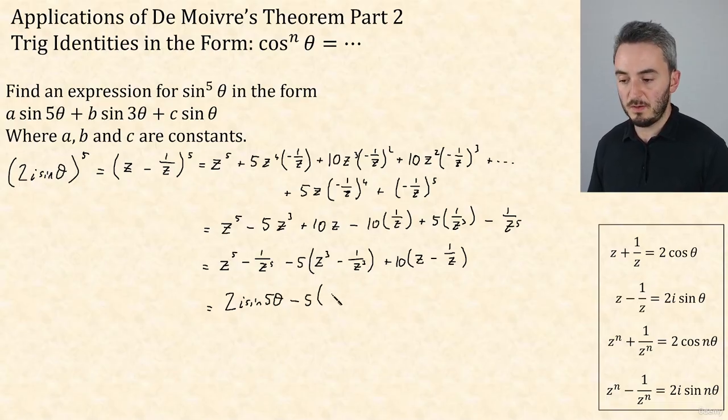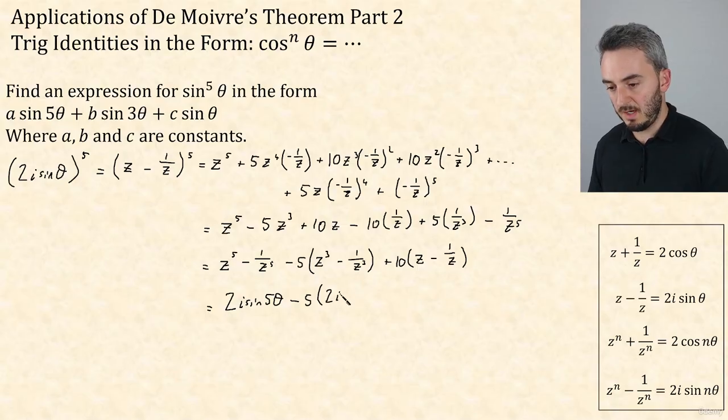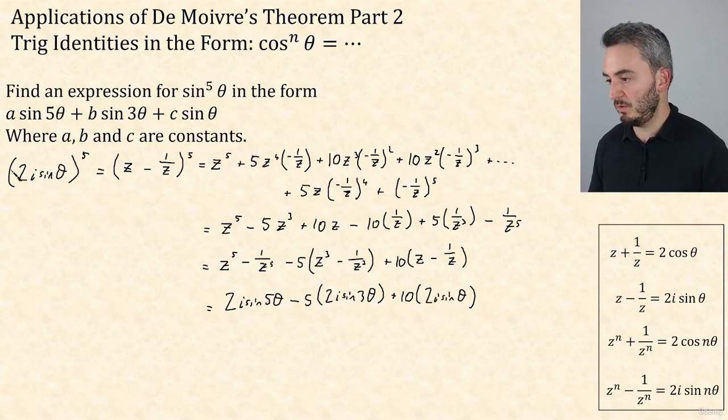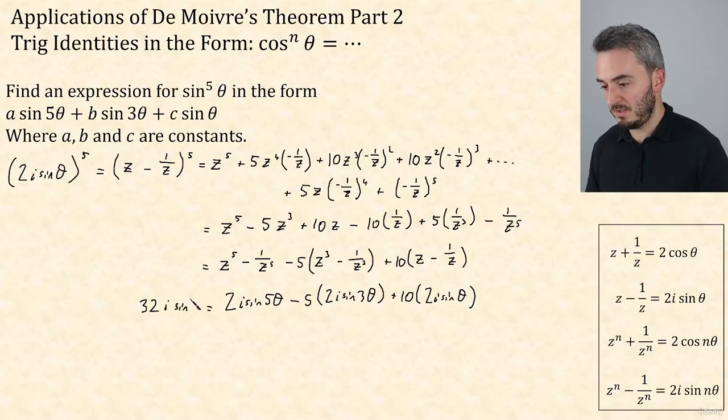z cubed minus 1 over z cubed is the same as 2i sine 3 theta. And then the 10 here, and we've got 2i sine 1 theta. Okay, but that was equal to this. Now if I expand this, 2 to the power of 5 is 32. i to the power of 4 is 1, so i to the power of 5 is just i, and that's sine to the 5 theta.